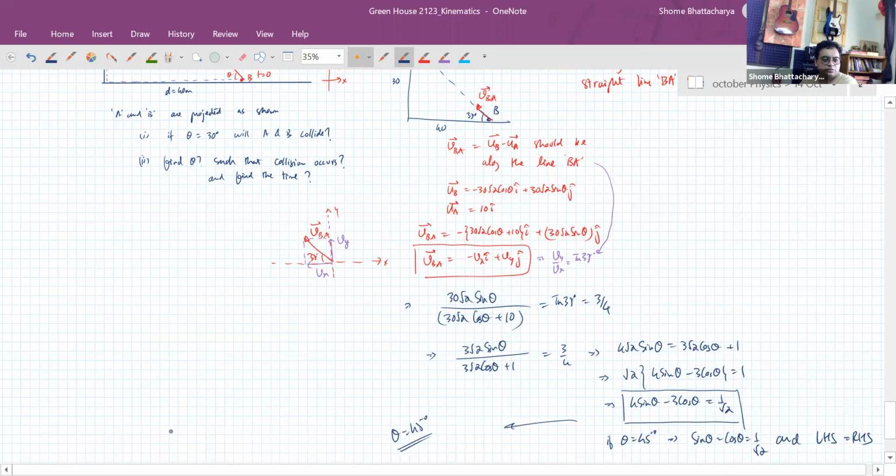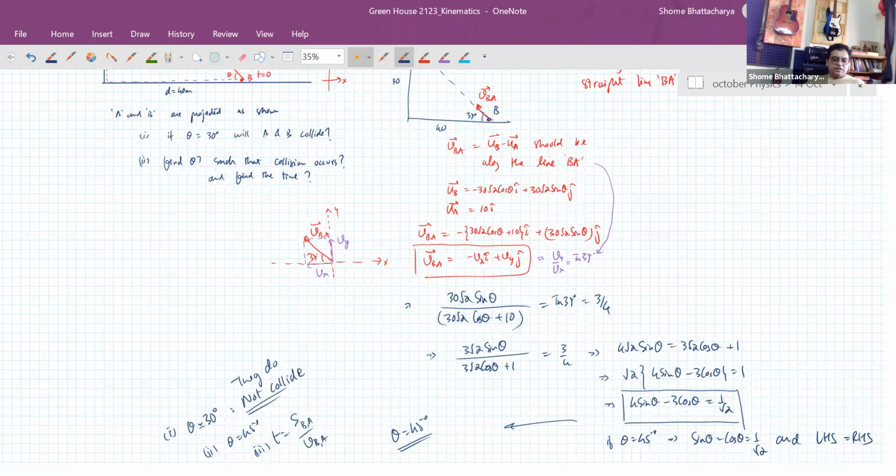Therefore, the answer to the first part: for theta equal to 30 degrees, it will not collide. They do not collide. And the third part, the time at which the collision will occur will be the displacement of P with respect to A divided by this relative velocity. So once you got theta is 45, you can put it back here and you can find the relative velocity and you can compare it with the displacement.